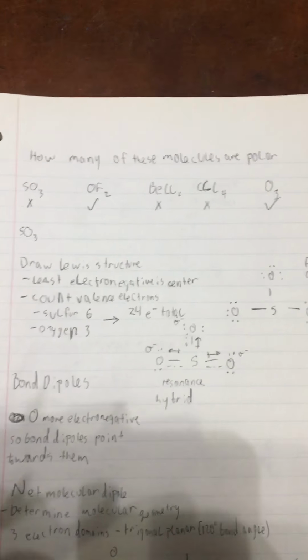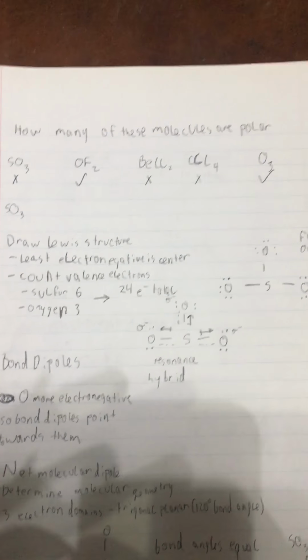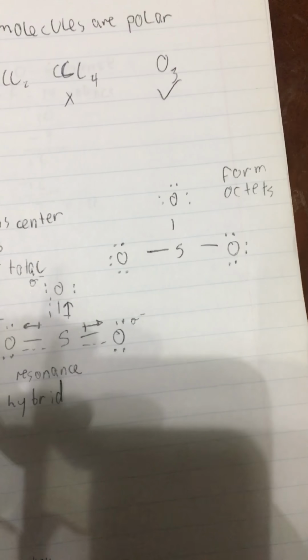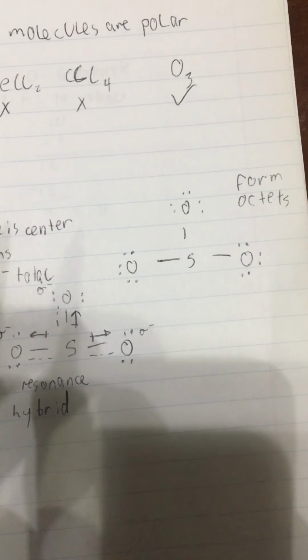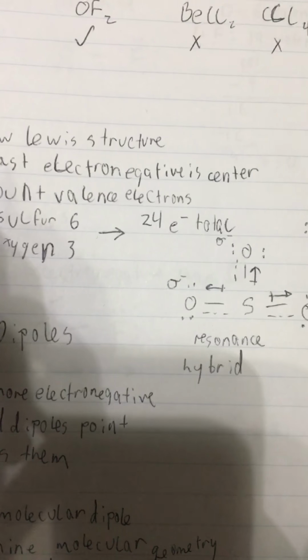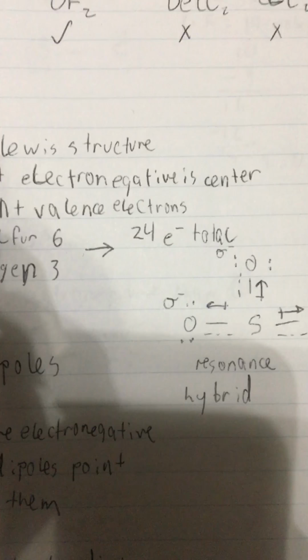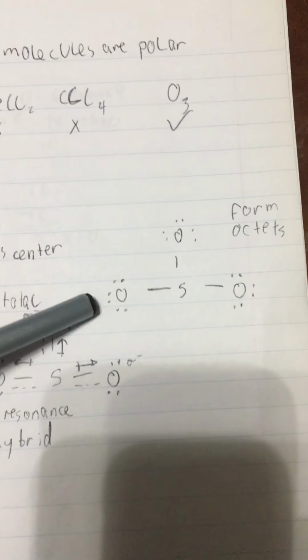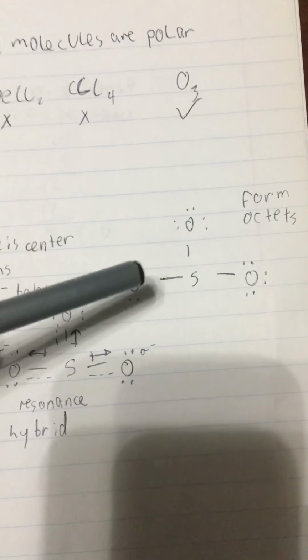The problem we were given asks how many of these molecules are polar. The first molecule we were given is SO3. To start off, we have to draw the Lewis structure. To do that, we find the number of valence electrons, which totals 24, and we place them around the O's, forming octets. We put the S in the middle because it's the least electronegative.